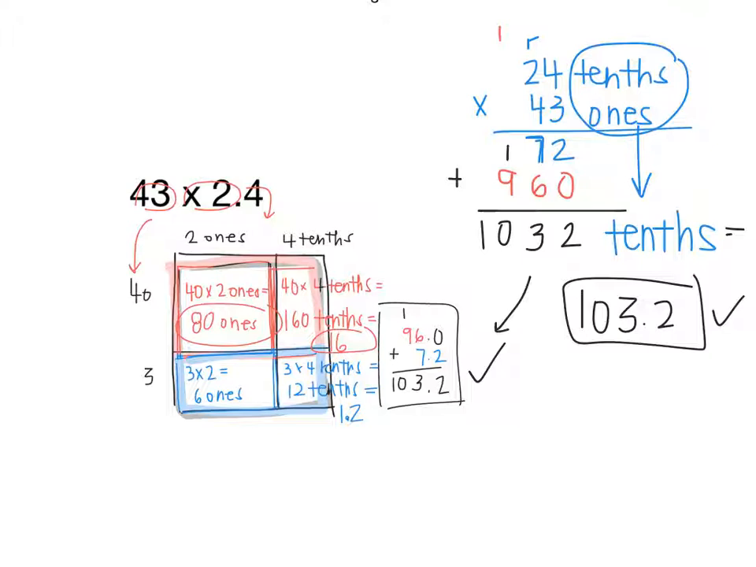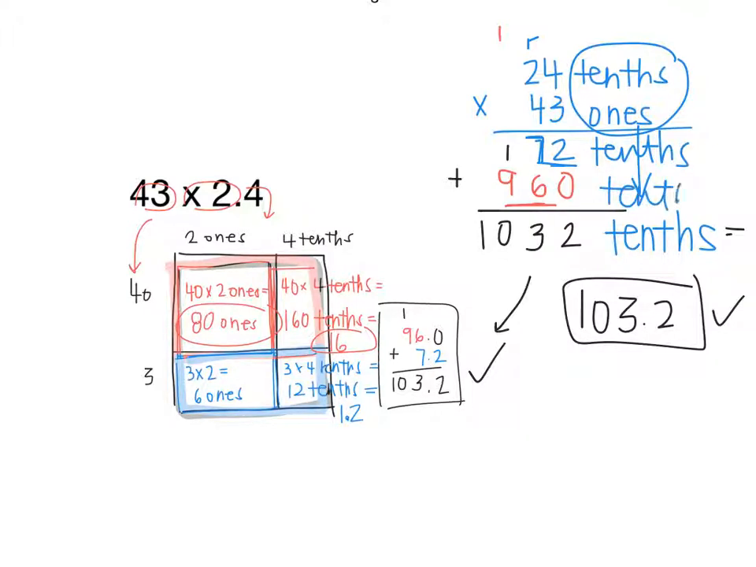My partial products were 96 and 7.2. I see things that look like 96, and I see things that look like 7.2, but they're not. Go ahead and talk to someone around you about what's going on there. Was I really multiplying 43 times 24 here? I was doing 43 times 24. So was it really 72? No. It was really 72 tenths. Was it really 960? No. It was really 960 tenths.